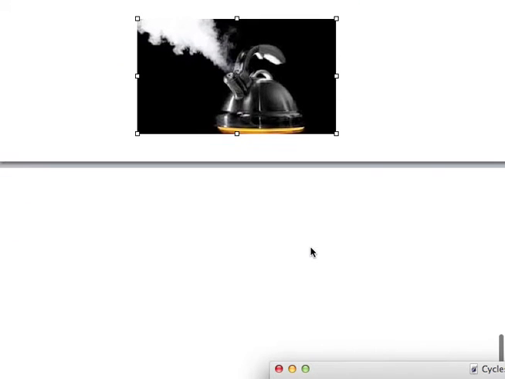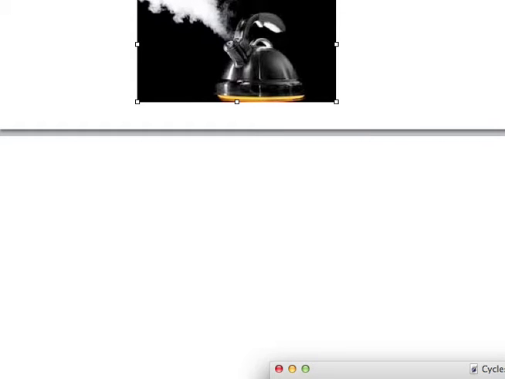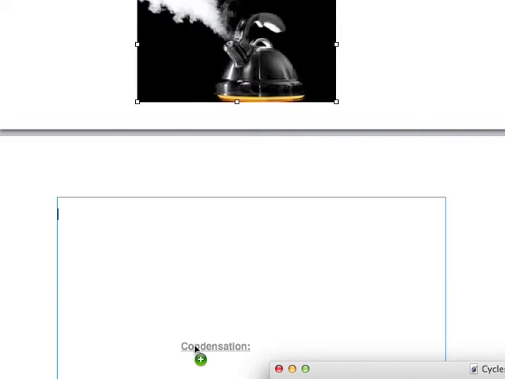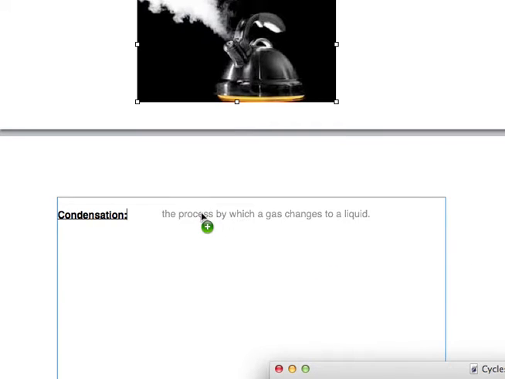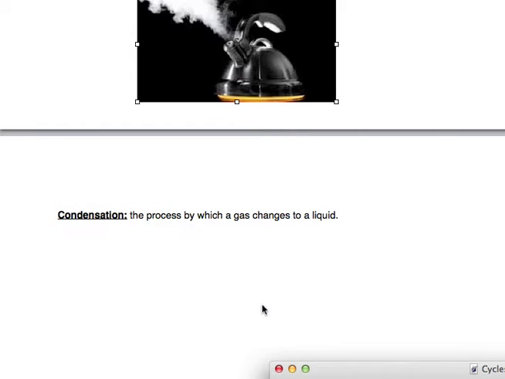Now, after evaporation, we're going to talk about condensation. Condensation is kind of like the opposite of evaporation. So evaporation is the liquid turning into a gas, and condensation is the gas turning back into a liquid. So condensation is the process by which a gas changes into a liquid. Okay, and this occurs when water vapor cools in the atmosphere.